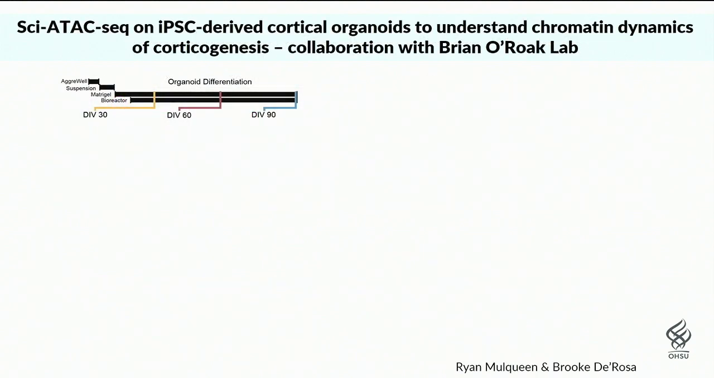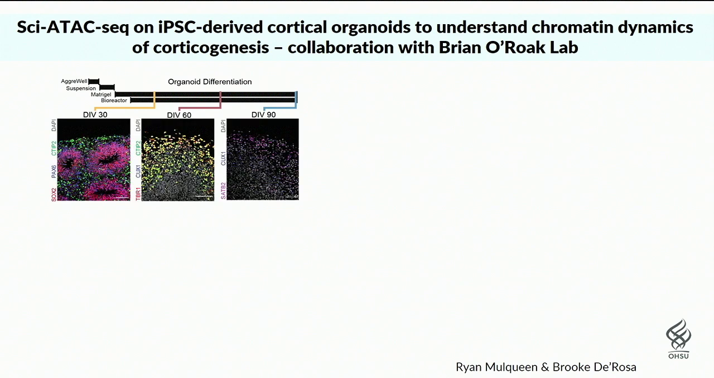So we applied this to an induced pluripotent stem cell derived mini brain model. This is using the spin omega protocol, and it's a collaboration with Brian O'Rourke, also at OHSU, where we took these iPSC cells and differentiated them into these cortical organoids, forebrain cortical organoids. And you can see some imaging here done by Brooke DeRosa, a postdoc in Brian's lab.